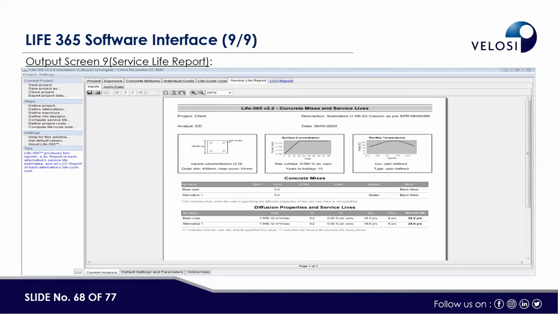results value. Here, what we generally see is the member which has been analyzed. It is shown here as a box square column, outer diameter 400, cover 54 mm. The maximum surface concentration is in the middle box, like 0.09% of weight of concrete, and years to build is 15. Then we have the monthly temperature. Based on the water cement ratio and black steel, with the sealer as the alternative case and the base case without sealer, it automatically calculates and gives us the values: an initiation period of 16.2 years, a propagation period of 6 years, and a service life of 22 years for the base case, and correspondingly the values for the alternative case are given here. The other values, D28, M and CT, are kept as default.